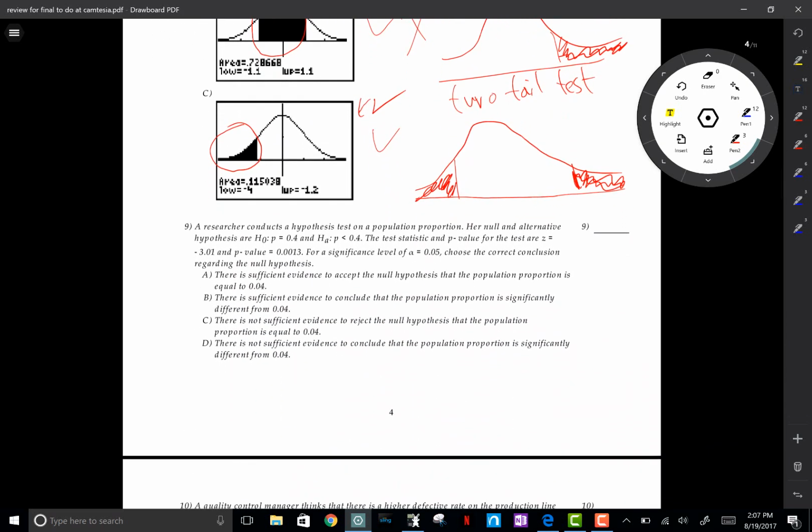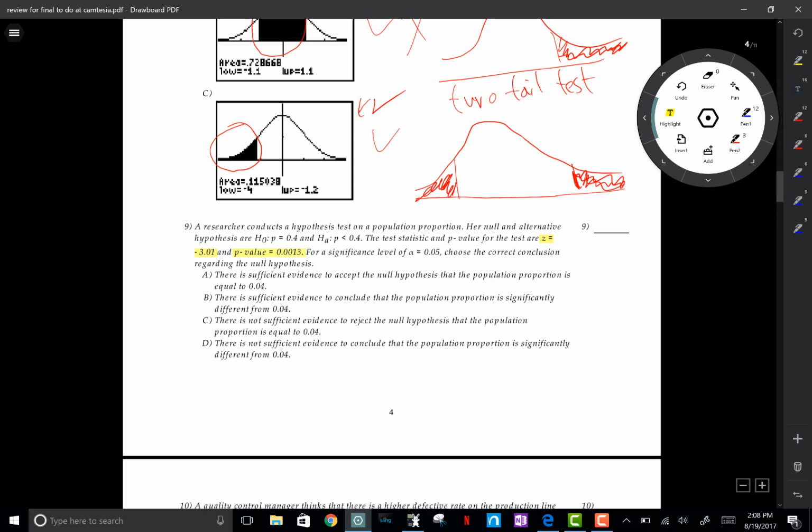So let's do number 9. Number 9 is also a pretty straightforward problem. A researcher conducted a hypothesis test on the population proportion. Her null and alternative hypotheses are that the null hypothesis is P equals 0.4 and the alternative hypothesis is P is less than 0.4. The test statistic and P value for the test are Z equals negative 3.01 and the p-value is 0.0013.